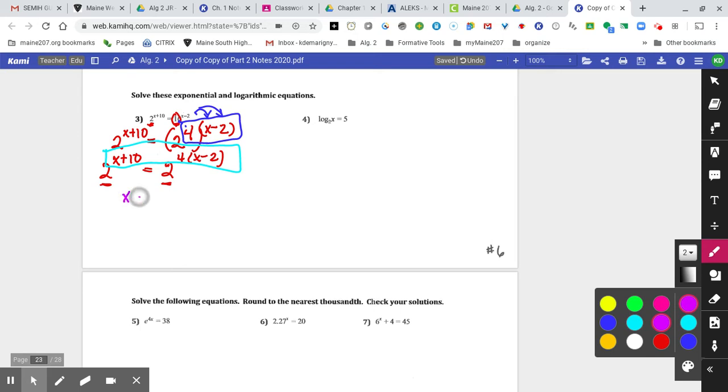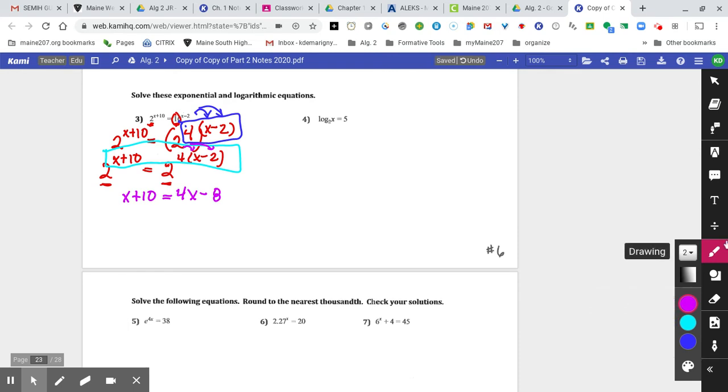So what I have is x plus 10 is equal to, and I'm going to distribute the 4, 4x minus 8. And then it becomes a very simple Algebra 1 question. I'm going to subtract the x, so that's going to leave me 3x, and then I'm going to add the 8. And when I add the 8, 10 plus 8 is 18. And then I'm going to divide both sides by 3, and my x value is going to be equal to 6.